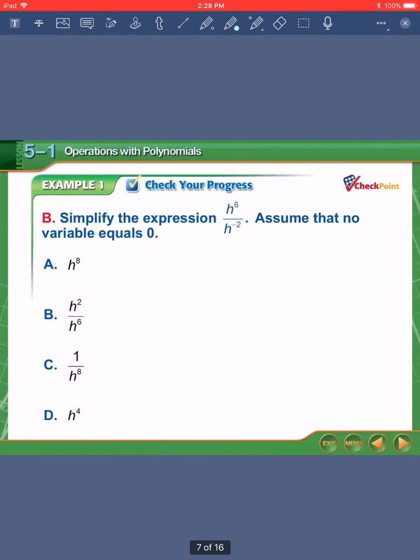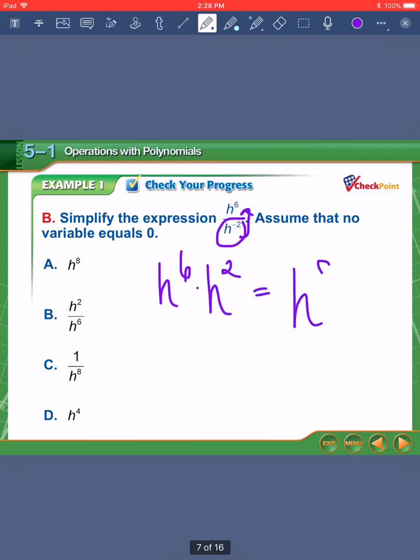Okay, I've got h to the sixth over h to the negative second. So first off, I'm going to make my negative exponent a positive. So this h to the negative second, I'm going to move it up to the top. So this is now h to the sixth times h to the second, which when you multiply, you really add. So this is h to the 8th.